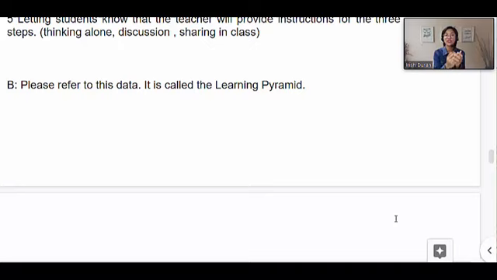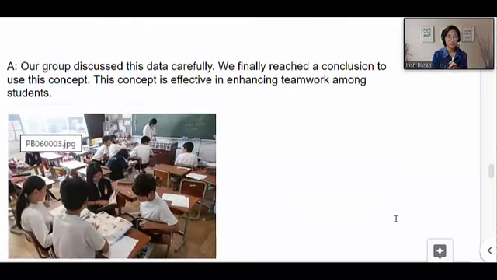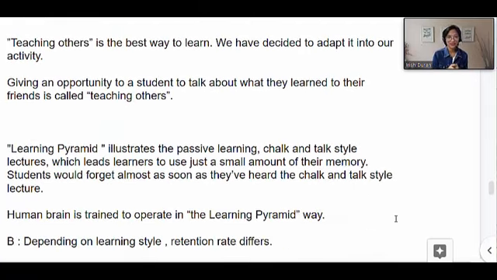Please refer to this data. It is called the learning pyramid. Our group discussed this data carefully. We finally reached a conclusion to use this concept. This concept is effective in enhancing teamwork among students. Teaching others is the best way to learn. We have decided to adapt it into our activity.